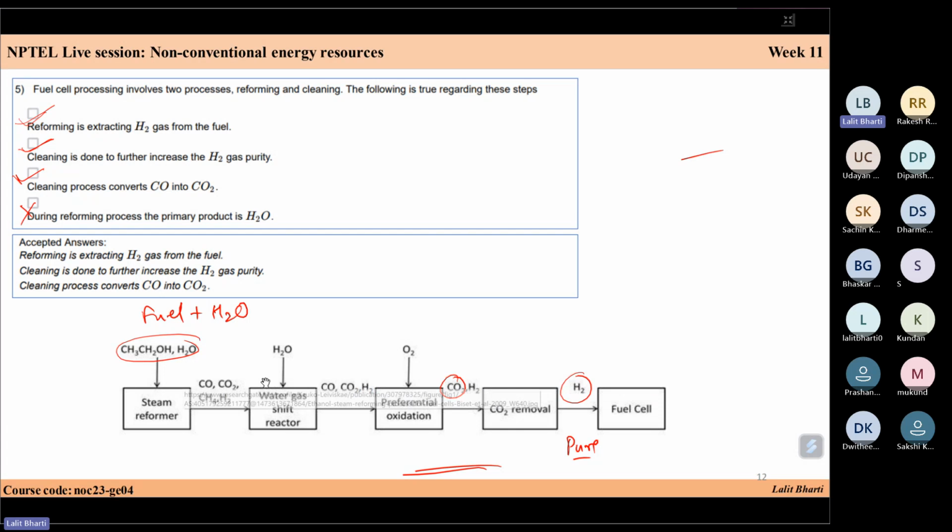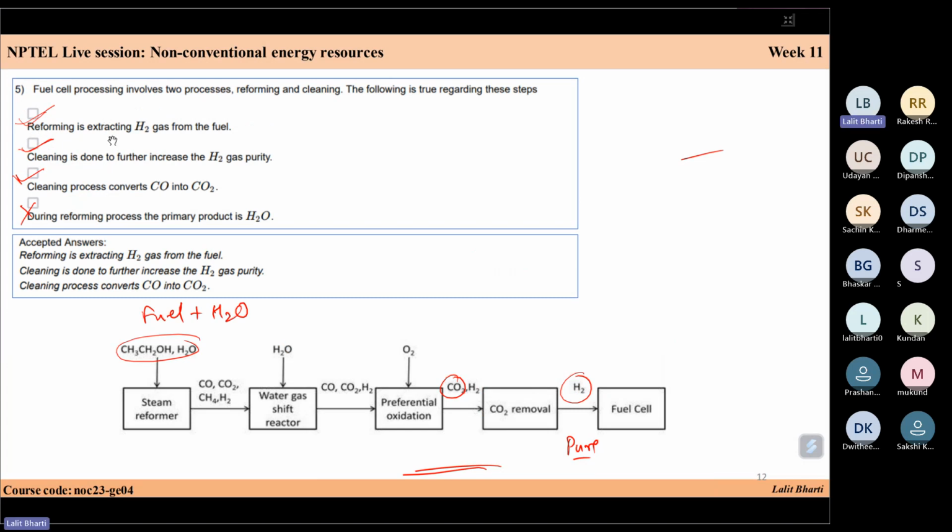So now we know what reforming is. The first step is reforming, then the cleaning, and the CO to CO2 reaction is called preferential oxidation. So option 3 is incorrect, and option 4 is incorrect. It says that during the reforming process, the primary product is H2O. We don't have H2O as the product here. H2O will be obtained at the last, either at the cathode or anode.